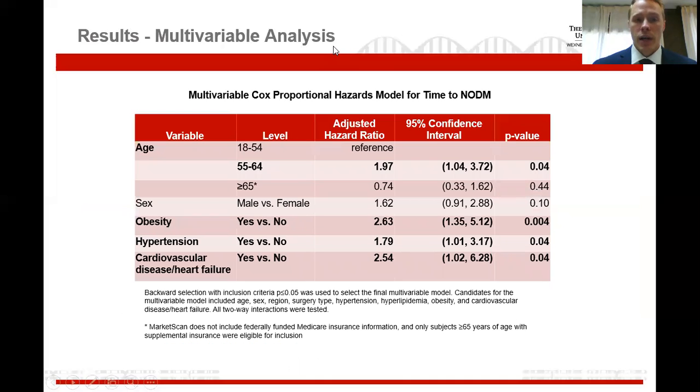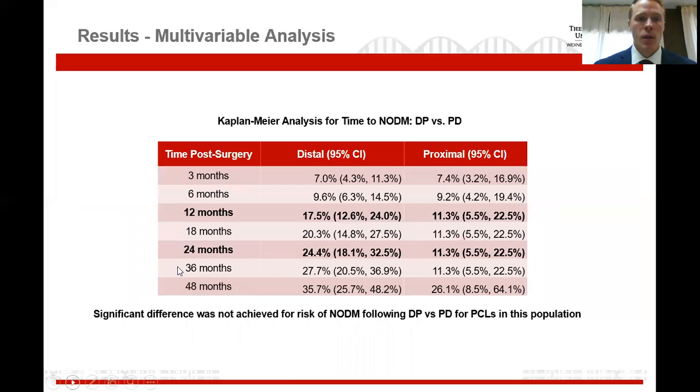Following univariable analysis, a multivariable Cox proportional hazards model revealed that increasing age, obesity, hypertension, and cardiovascular and heart disease were independent predictors of new onset diabetes mellitus, with the caveat that MarketScan does not contain data from Medicare claims, thus the data from the older than 65 years age group is not entirely generalizable.